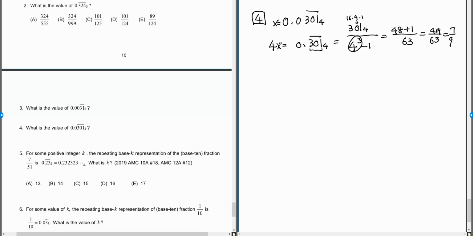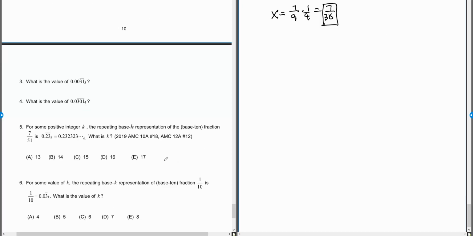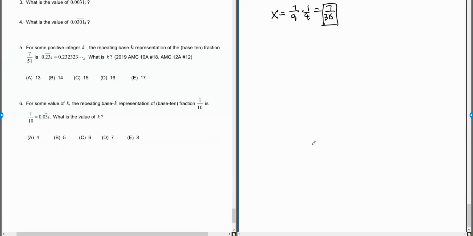But you still have to divide by 4 again, right? So x equals 7 over 9 times 1/4 is what? 7 over 36 is the answer, okay? Alright. Alright, the next one. Try number 5. We're going to try number 5 there.